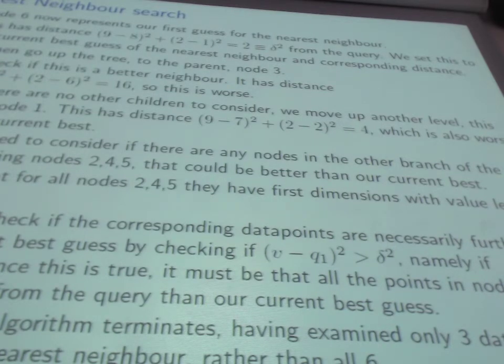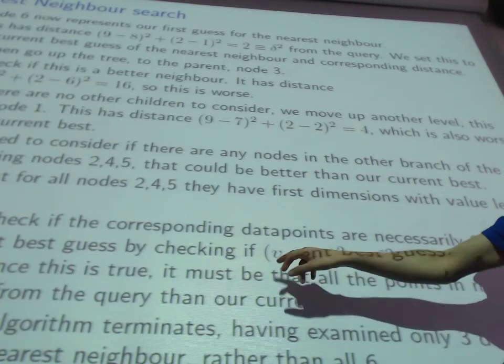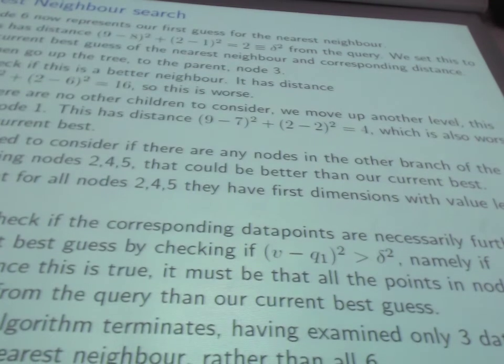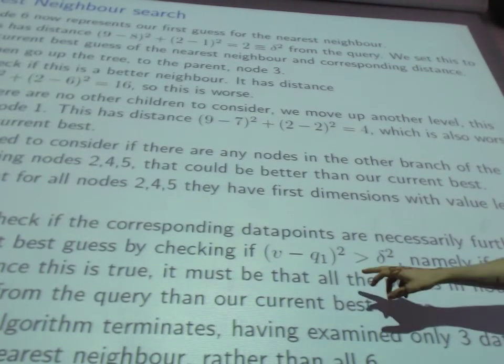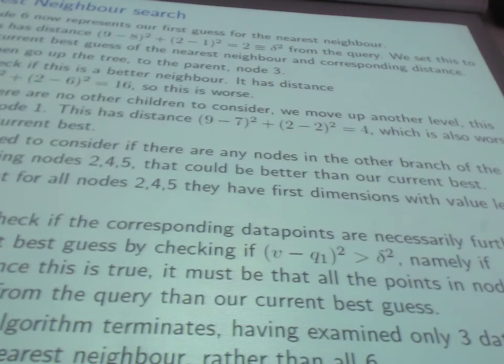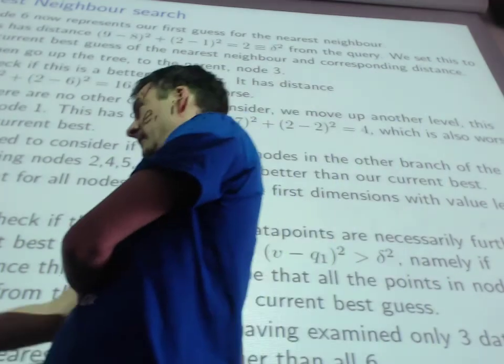Right? Because we split it that way. So if v, which in this case is 7, minus our query's first component, which is 9, sorry, yeah. So it's at least 4. So it's got square distance at least 4.